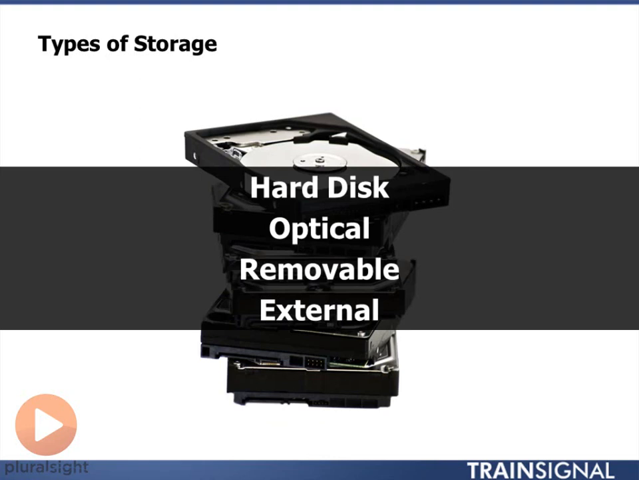But we'll also talk about optical disks, like CDs and DVDs, things like that. Removable. Now, technically, you could say that the optical media is removable. That's true. But we also still have good old-fashioned floppy disks. Good luck finding those. But we do have floppy disks. There's also things like tape storage and stuff like that.